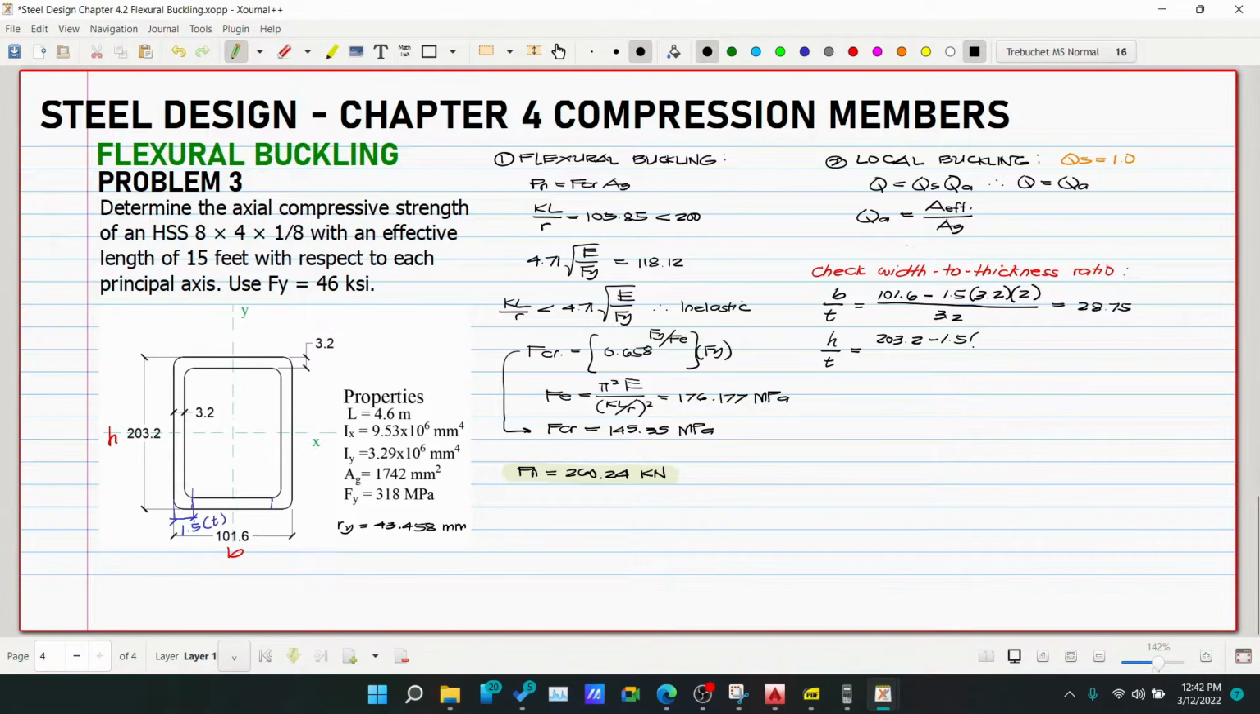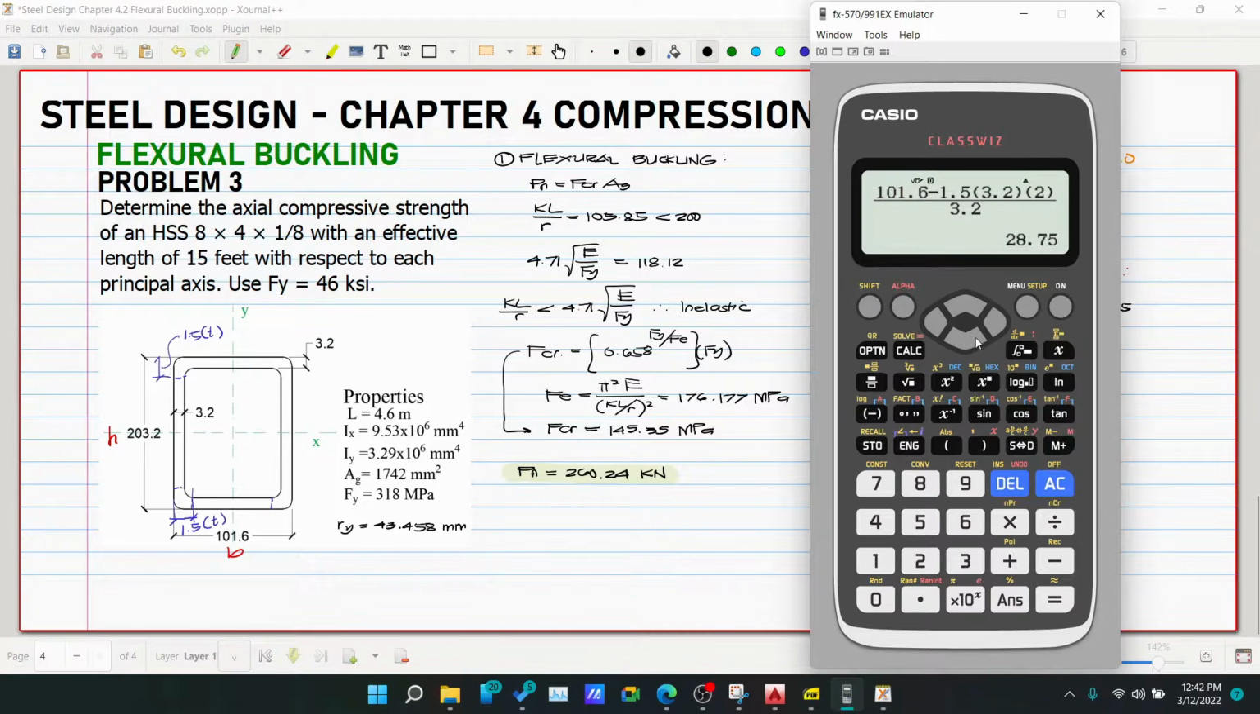minus 1.5 of 3.2 multiplied by 2 also, because we are also subtracting two. The total is 1.5 of the thickness. Then over 3.2. So what is this? Okay, let's just replace this. Let's make it 203.2. So this is 60.5.